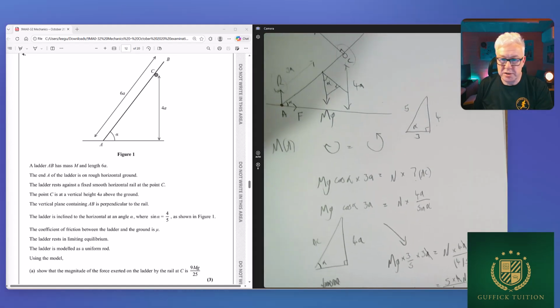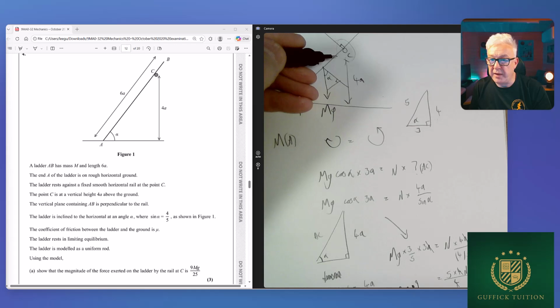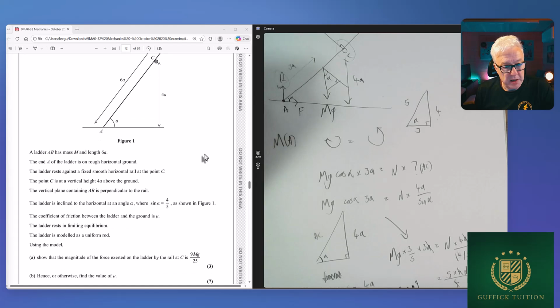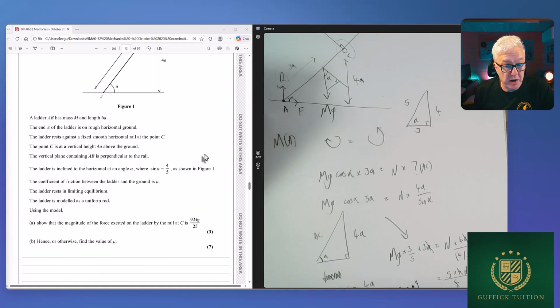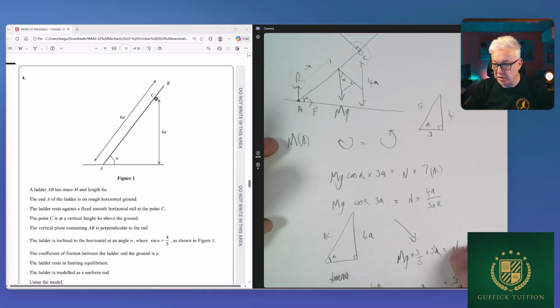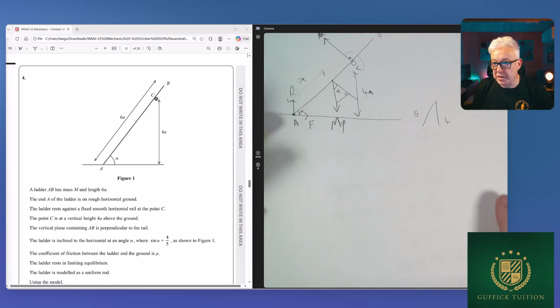That was interesting. Just a little twist there that was a little bit unusual was the fact that they hadn't given us the distance AC. So that was a unique feature of this particular question. Next, hence or otherwise, find the value of mu. 7 marks. Okay, wow. So let's resolve vertically and resolve horizontally, because pretty much that's all we do in these questions. Take moments and resolve vertically and resolve horizontally.